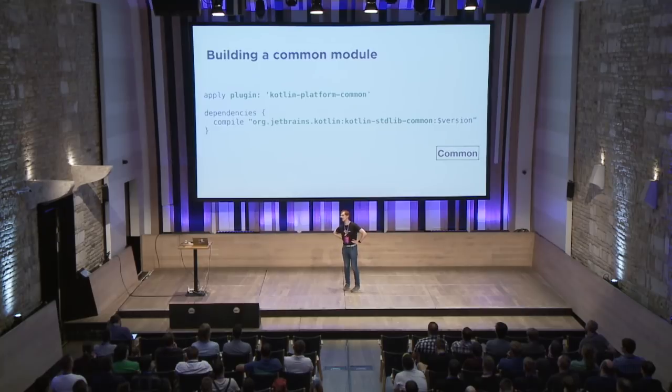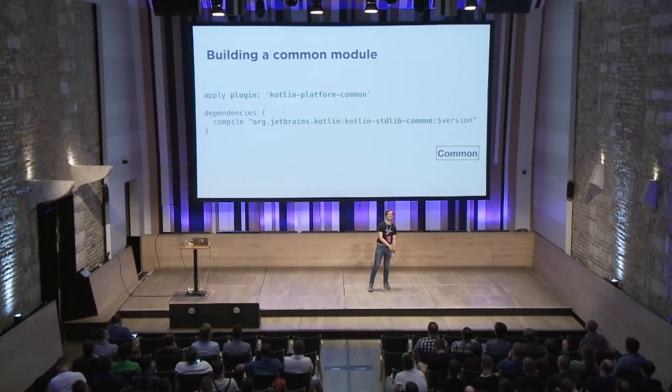And so we have the specific plugins for compiling a common module and for compiling platform-specific modules. So a common module can have dependencies only on common libraries. So in this case, I'm declaring that my common module depends on the kotlin-stdlib-common, which is the common version of the Kotlin standard library.